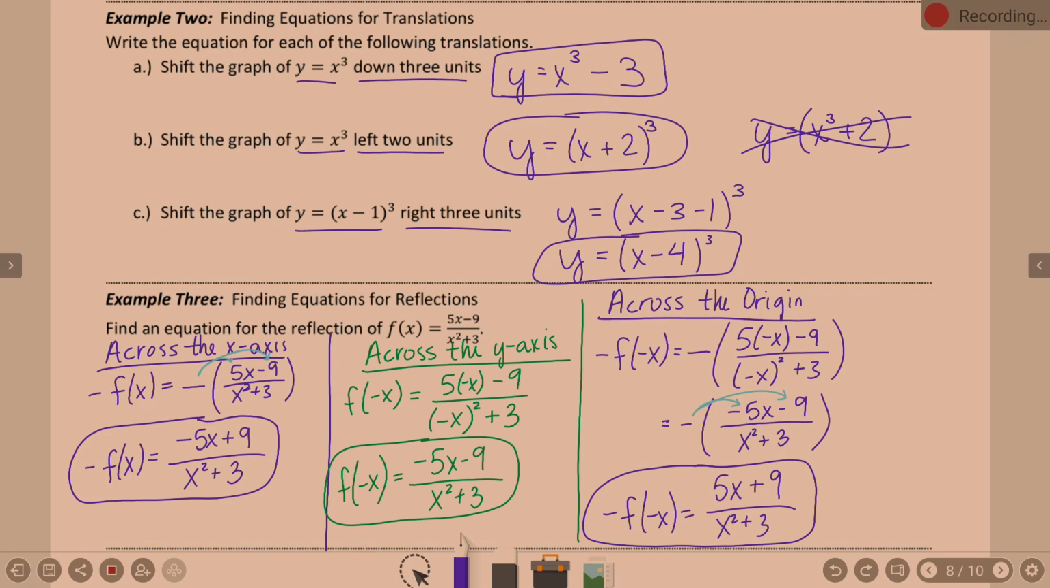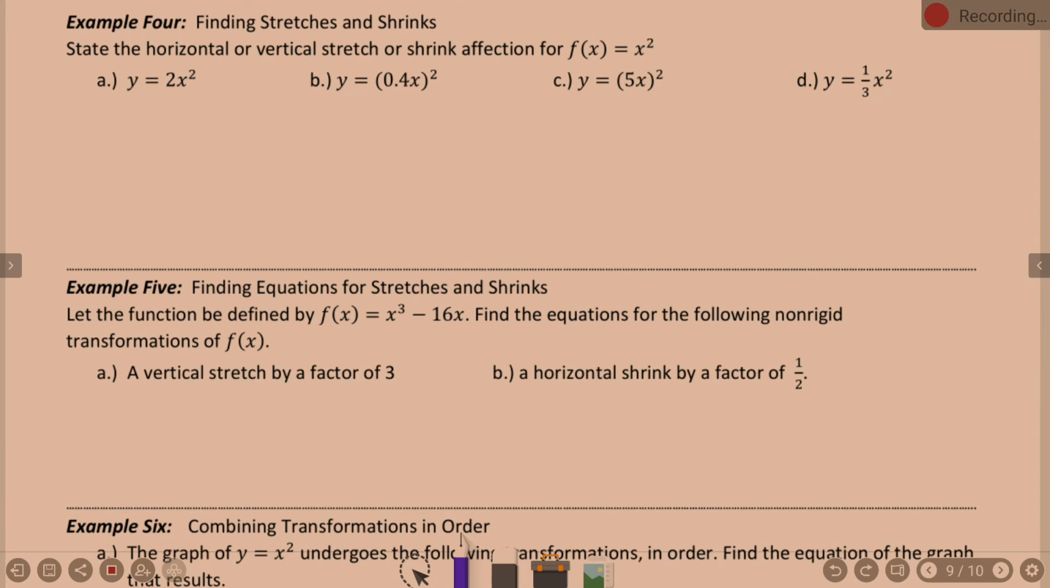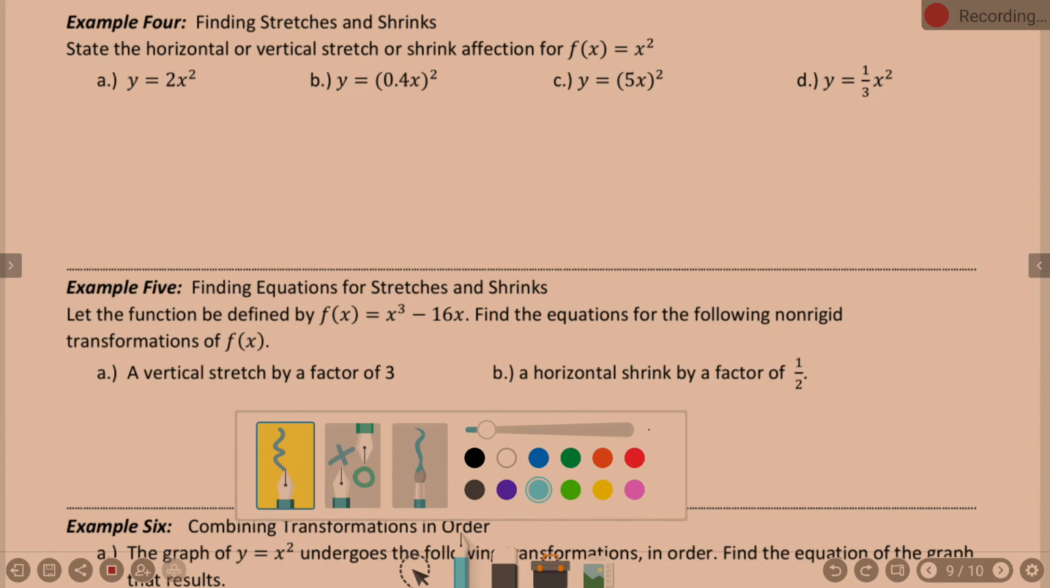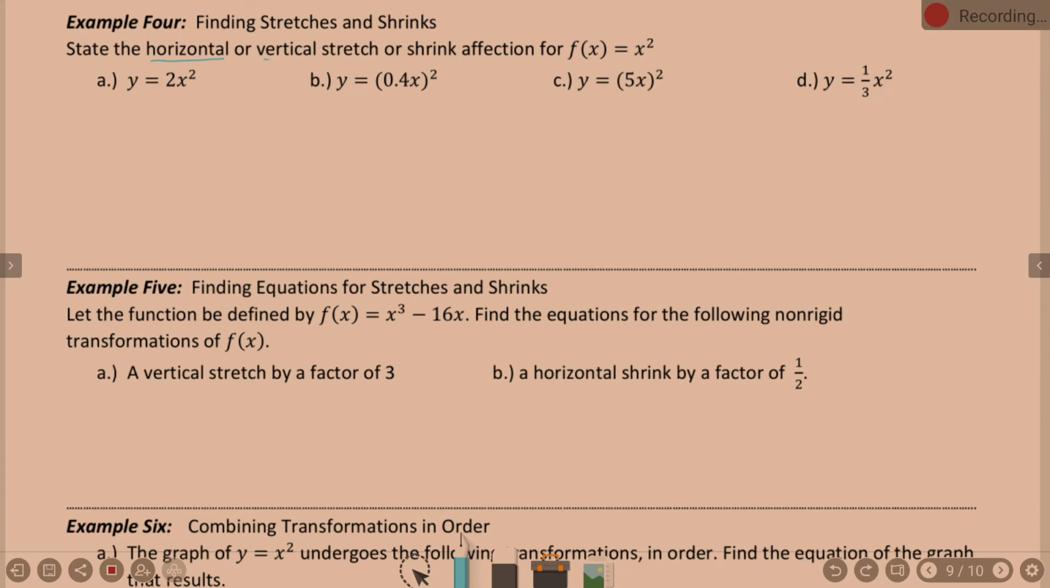The next page talks about, we move on from reflections to stretches and shrinks, or stretches and compressions. And notice, this is where we're going to have to be a little bit different from what we did back in Algebra 2, but the directions ask us to state the horizontal or vertical stretch or shrink. And they're telling us f of x equals x squared, to tell you what our base parent graph is. Our base graph is x squared. Now, some of these, we're actually going to have two different answers.